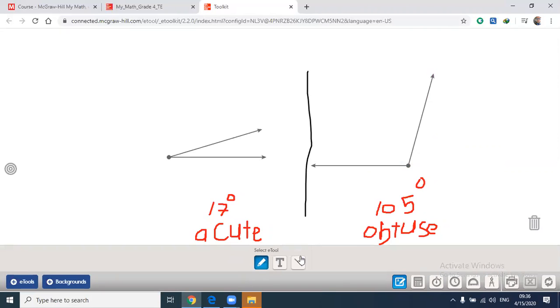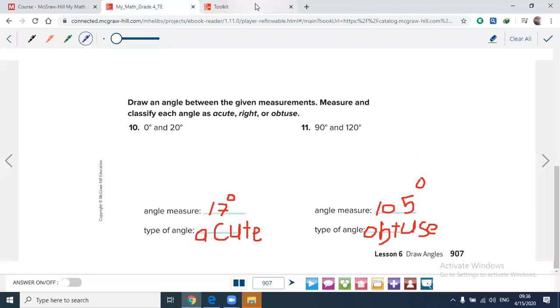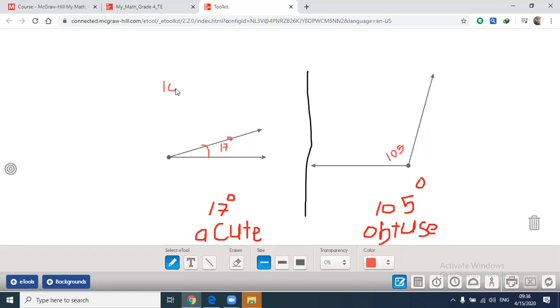Here I have it with 17 degrees. And here I have it with 105 degrees. These are the answers of the two questions. This is question number 10 and this is number 11.